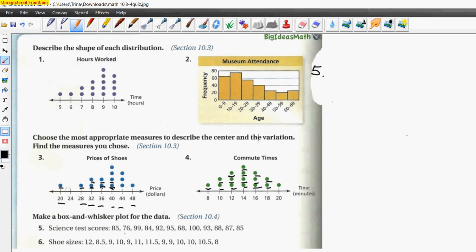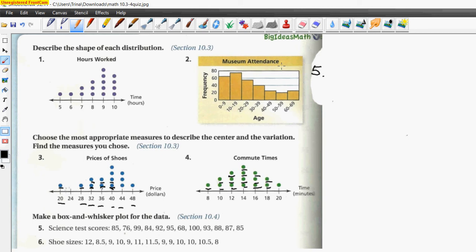Okay, let's take a look at number 5. Very, very important right here. You know, the thing about math is it's about the proper steps that you take. And if you know the proper steps and you practice the actual steps, you're going to have nothing but success. And here's an example of it. It says, for number 5, make a box and whisker plot for the data. Once again, make a box and whisker plot for the data.